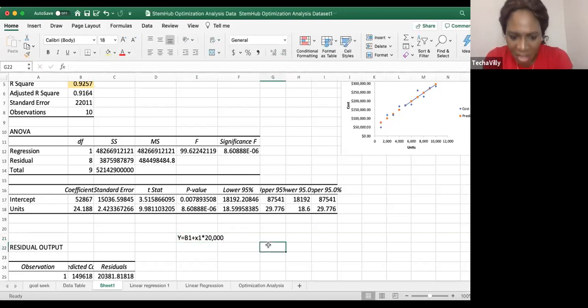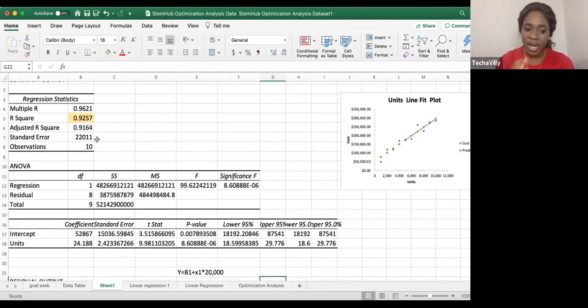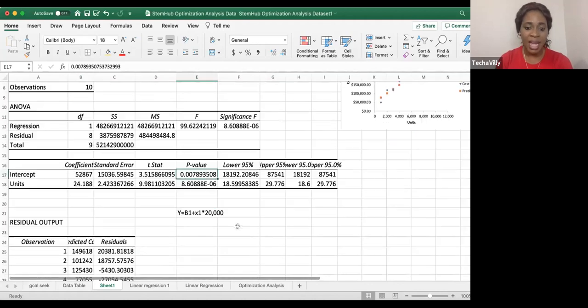Please stop me if you don't understand. This is the equation that you will use to solve your problem. So B1, Y equals B1 plus X1 times the amount you want to produce. This will give you the amount you need to produce 20,000 units. So you use the regression analysis to run this. The reason why we are going ahead to use this, to take this decision, is because one, our R square is super good, 93%. Two, our p-value is fantastic, 0.01. So we can go ahead and use this model.